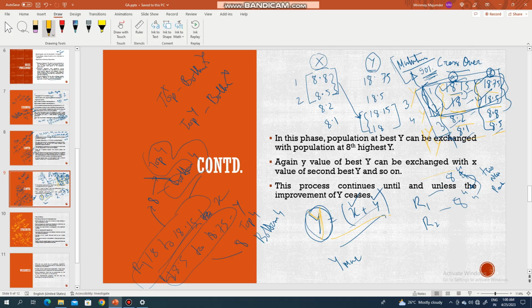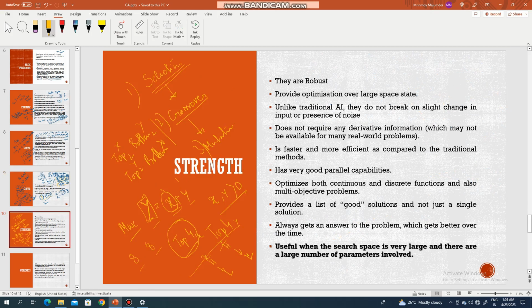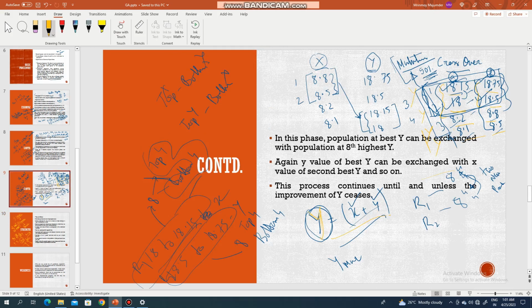So after that, what happens? The crossover phase is now completed. Then the next phase is the mutation phase, and here what happens? Among these four values, we know that these two values have yielded the best values of our capital Y. So from this range, that means 18 to 18.15, again arranged in descending order, we take the top two only, not the top four. This is 18.15 and 18 for x, 18.75 and 18.5 for y.